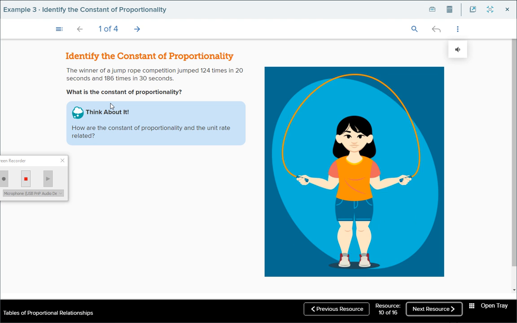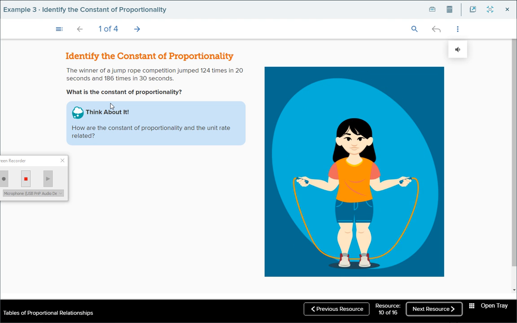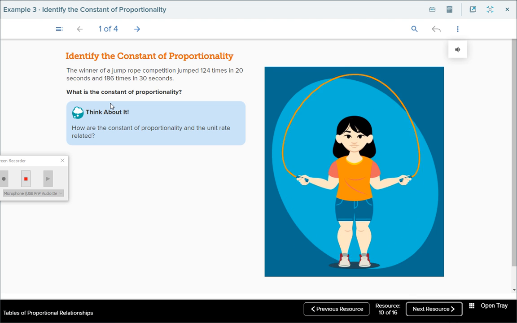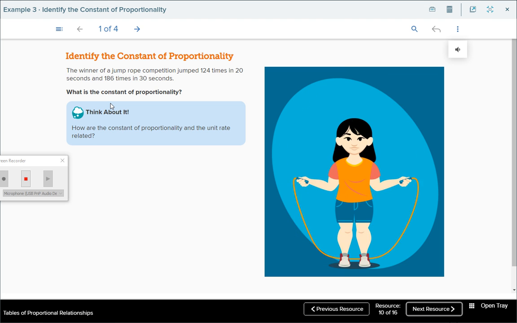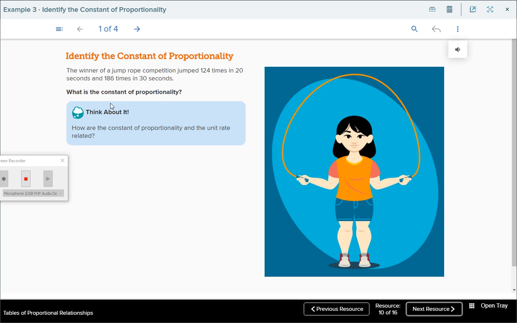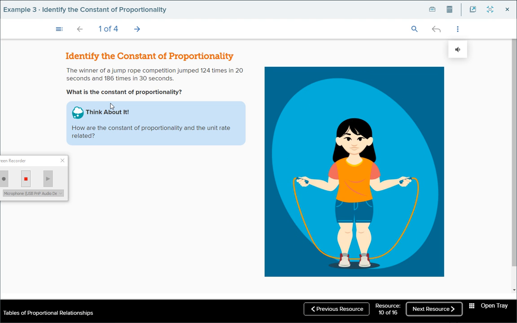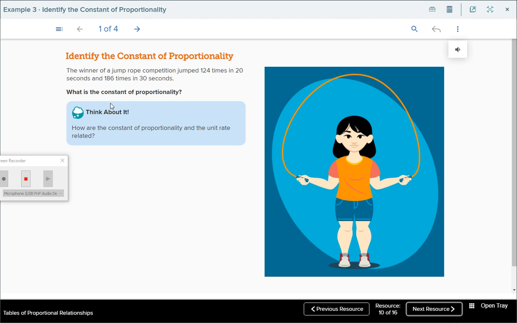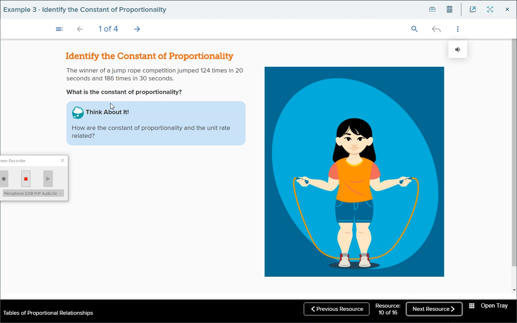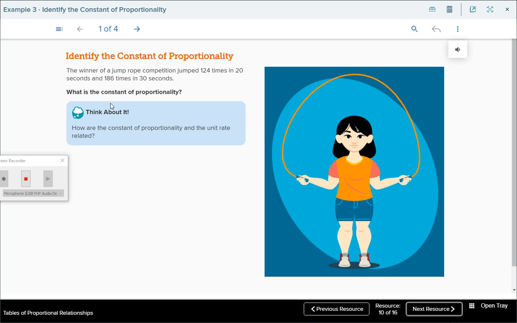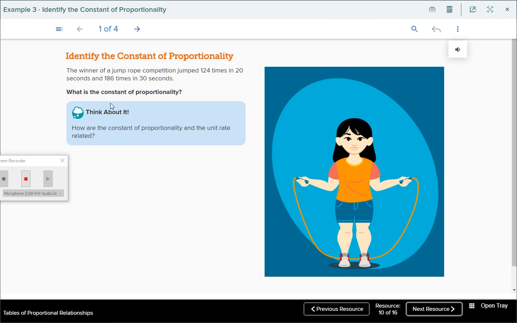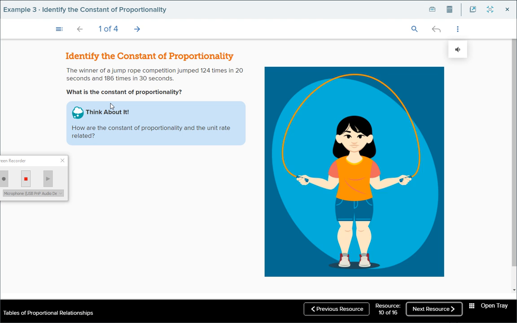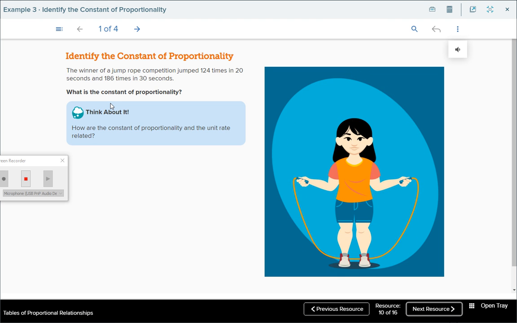Yes. Okay. So according to this, what is the constant change? How much is it changing? In other words, what's the unit rate? What's the unit rate? 6.2 jumps per second. Okay, so my constant, the constant change every second, how much does the amount that she jumps change? 6.2, right? So if I said she jumped for 2 seconds, could you figure out how many jumps she had? Yes. 12.4. Okay, does that make sense? Yes? Okay. All right.